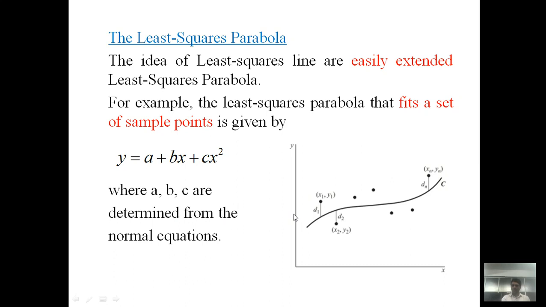So we have to apply the same strategy. The whole procedure is easily extended from least square line to least square parabola. We assume that the required least square parabola is represented by the equation a plus bx plus cx square. Ultimately our goal is to determine the values of the unknowns a, b and c. Just by plugging in a, b, c, we get the required equation of the least square parabola.